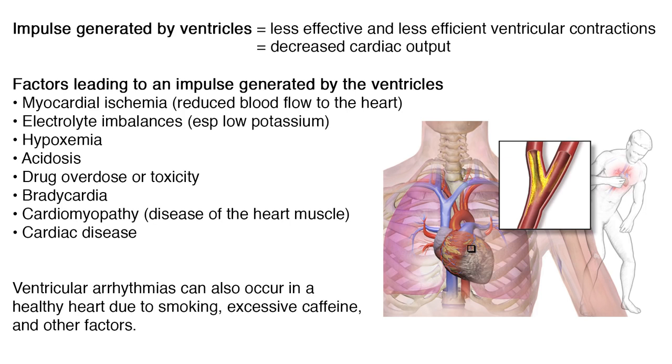heart, electrolyte imbalances, especially low potassium, hypoxemia, acidosis, drug overdose or toxicity, bradycardia, cardiomyopathy, which is disease of the heart muscle, and cardiac disease. Ventricular arrhythmias can also occur in a healthy heart due to smoking, excessive caffeine, and other factors.